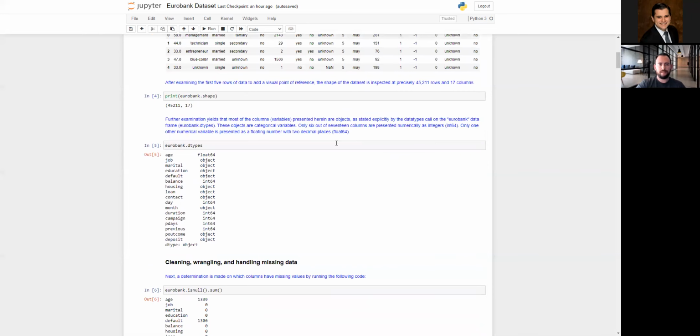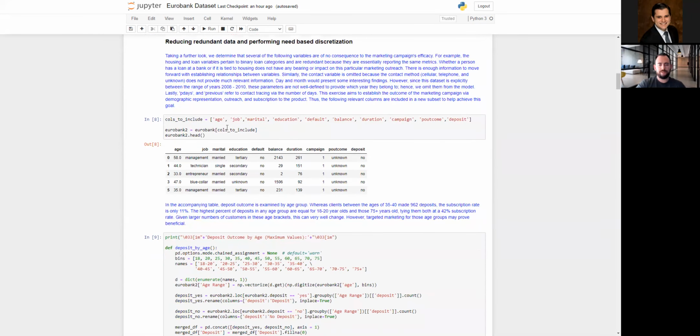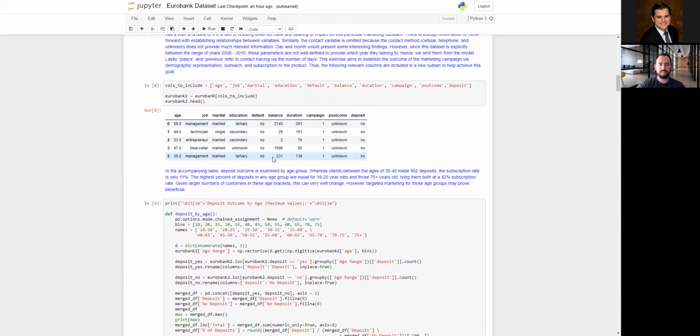As we progress through the analysis, we decided to include the following columns at first: age, job, marital status, education, whether they defaulted or not, balance, duration, campaign, prior outcome, and deposit. Of course, we may not be using all of these variables to make this determination. And there are some interesting findings as we progress.